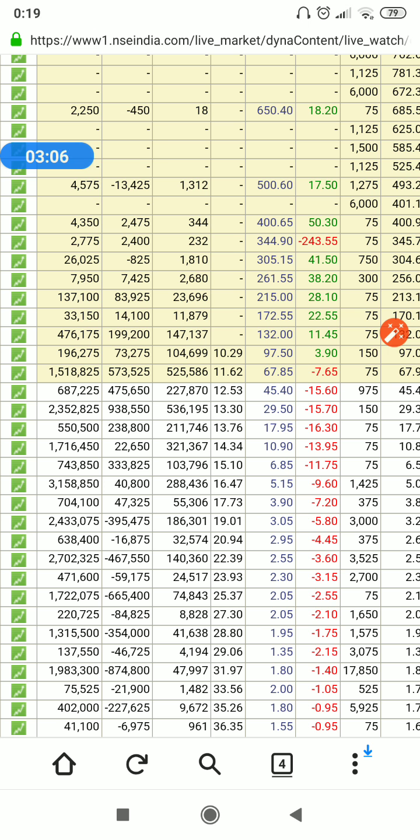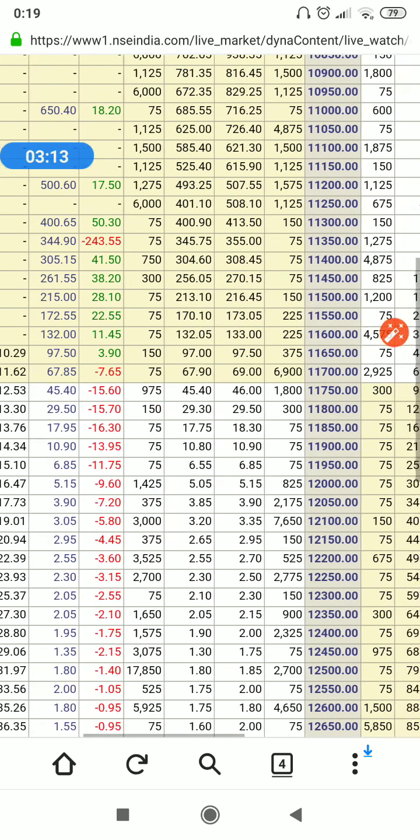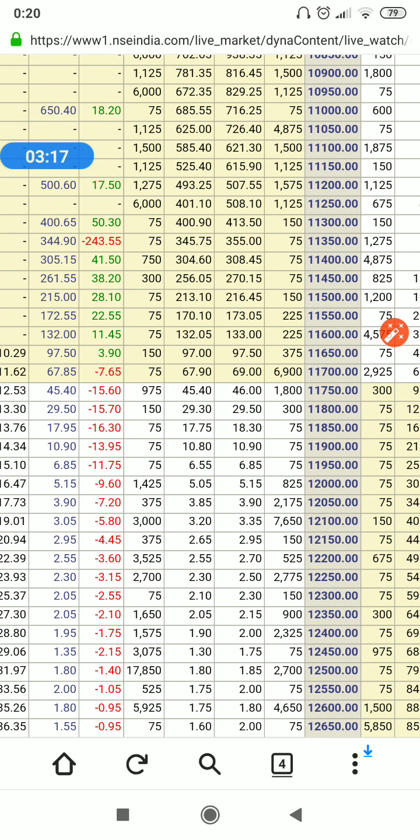So the nearby strike which is having the highest call is this one, this 23 lakh shares in open interest, and that is at the strike price of 11,800. So 11,800 call is having the highest open interest. So in this week, this is going to be a critical level on the upper side.